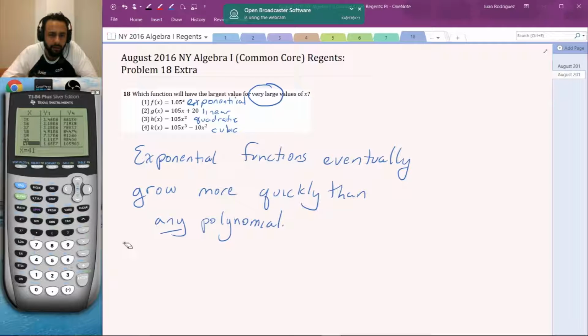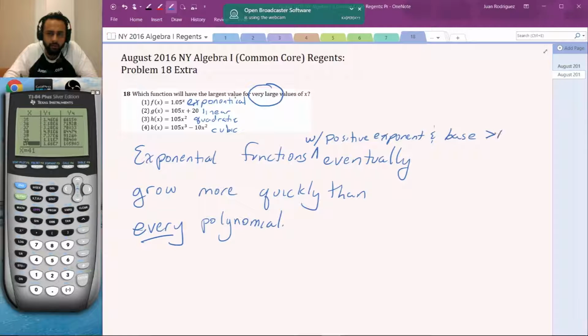So I shouldn't say any in this case. Any is a correct word. How about every, though? Exponential functions eventually grow more quickly than every polynomial. Exponential functions, okay, exponential functions with a positive exponent. And how about a base greater than 1? Okay, fine. They eventually grow more quickly than every polynomial. So the fact that this is cubic, it's not even relevant.